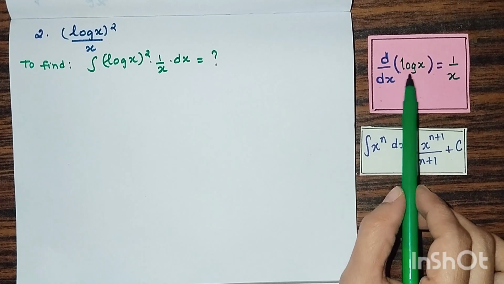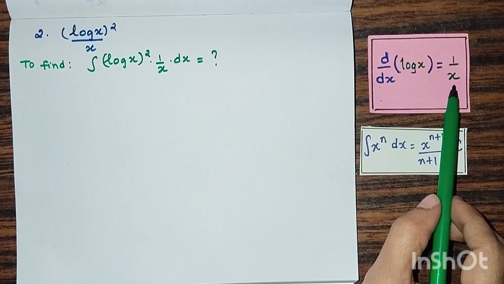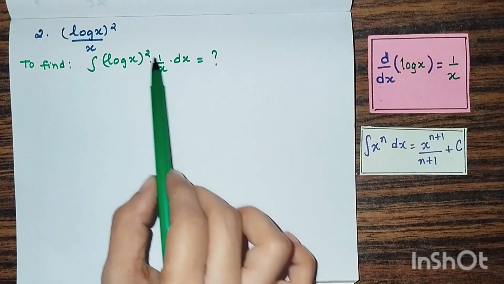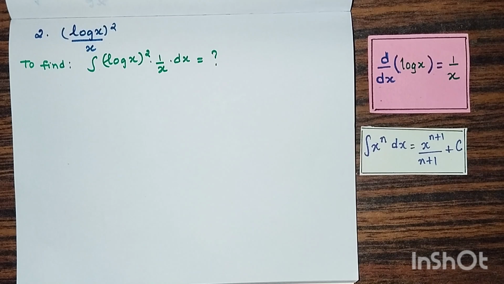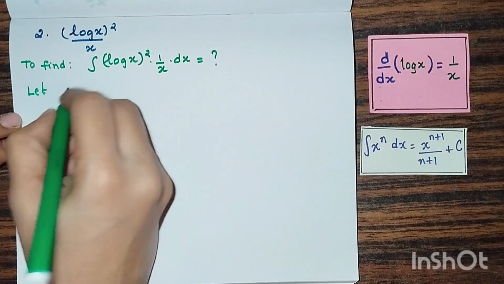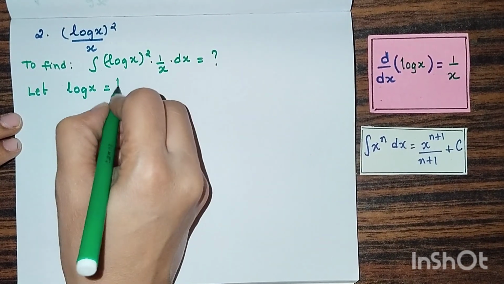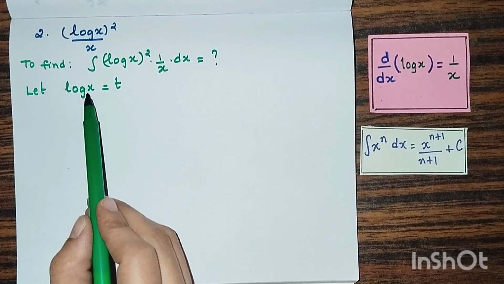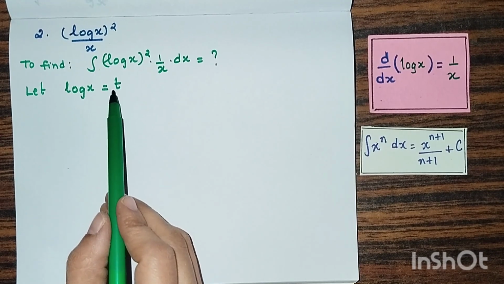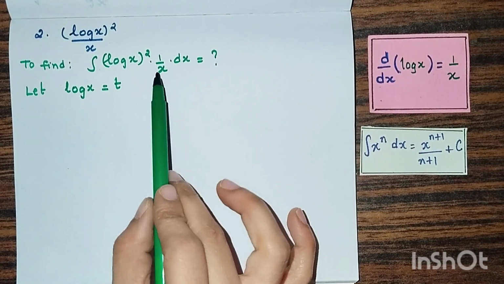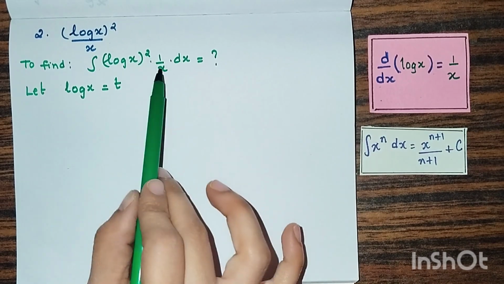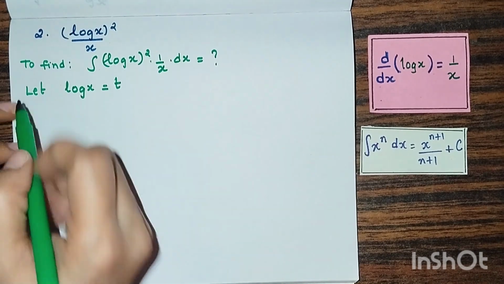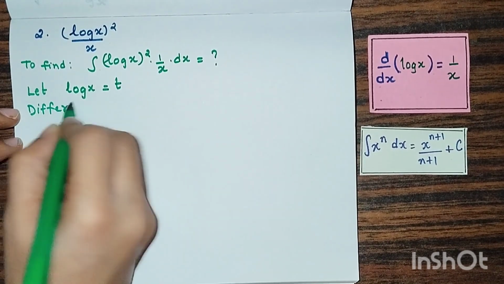For that, observe this carefully. When the derivative of log x is equal to 1 by x, you have to take the original function as t, not 1 by x. So let log x be equal to t. When you are replacing the variable x with t, you are supposed to replace all the other functions carrying the variable x with t. So even 1 by x should change, even dx should change. Okay. So we will differentiate this with respect to x.